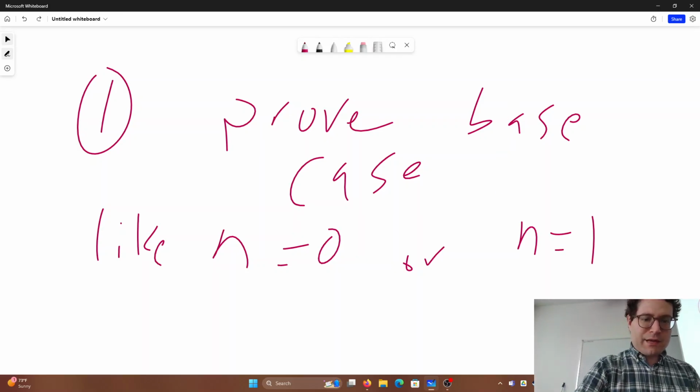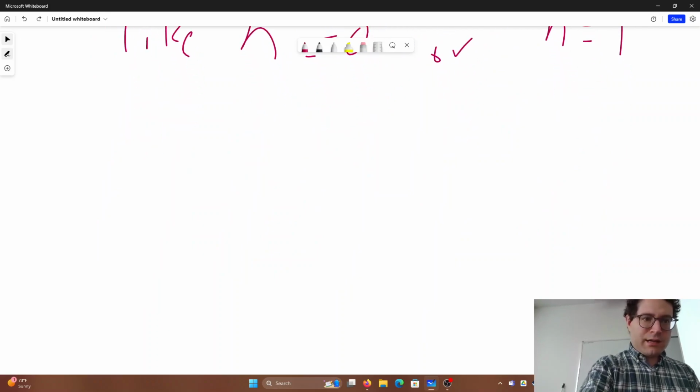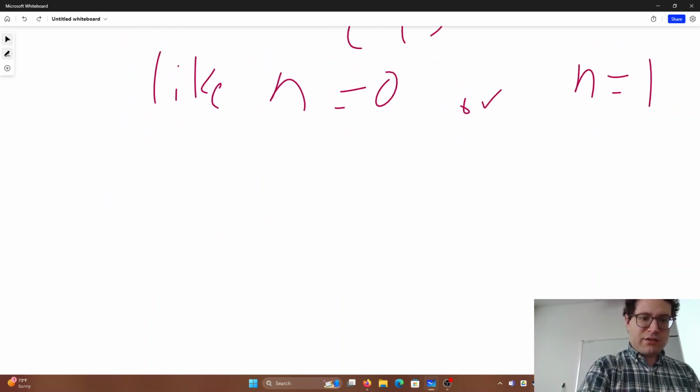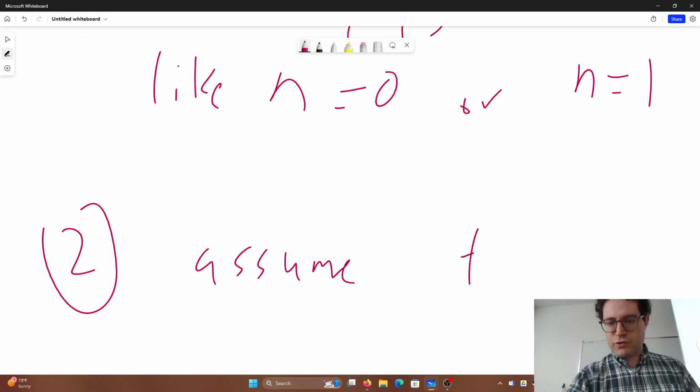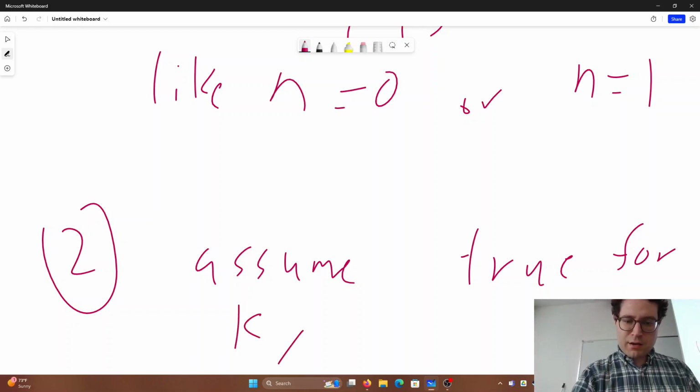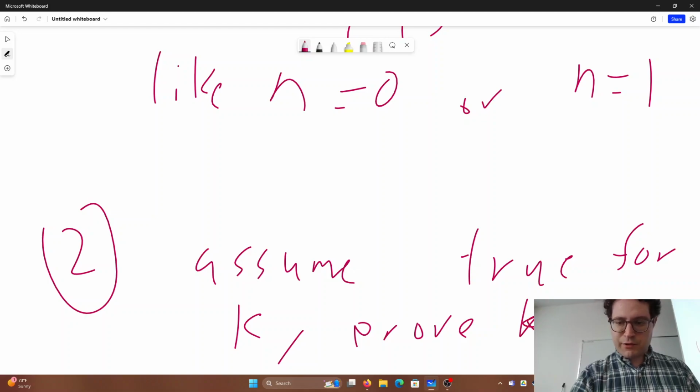Next, the second step is to assume it's true for some k, and prove it for k plus 1. And the idea here is that once we assume it's true abstractly for some k, that the statement we're making is true, we assert that it's true, and then we show that if it's true for k, then it's going to be true for k plus 1 as well.